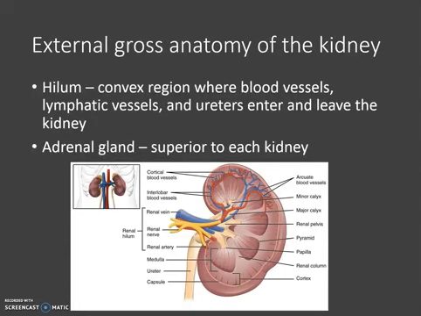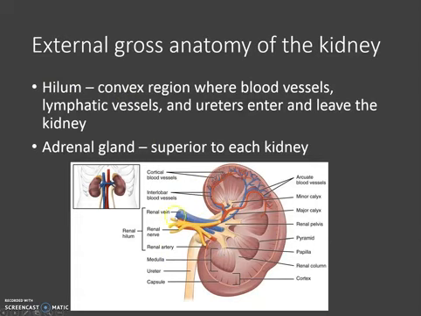So if we look at the external gross anatomy of the kidney, so this is looking at the big stuff. First of all, you'll notice that there's a concave area here. I guess it's concave to the kidney, but also convex to the ureters. But this area here is where blood vessels, lymphatic vessels, and the ureters enter and leave the kidney.